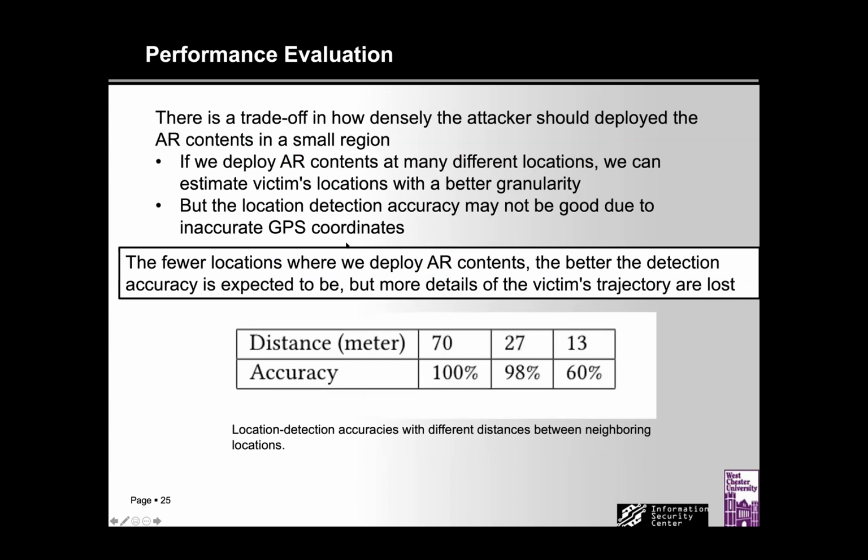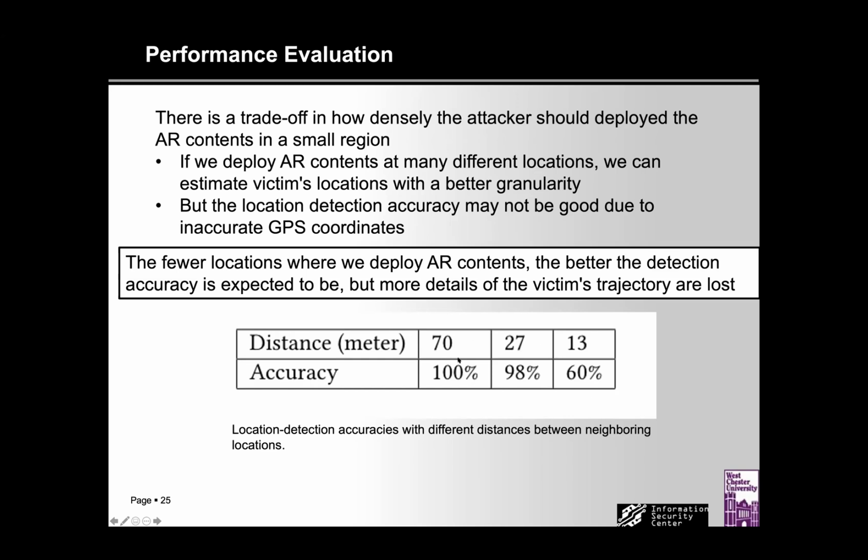Of course, there's a trade-off in how densely an attacker should deploy the AR content in a small region. We find that if we deploy AR content at many different locations, we can estimate the victim's location with a better granularity. But the problem is the location detection accuracy may not be good due to the inaccurate GPS coordinates, sometimes due to the interference of the buildings or the environment. So we find that the fewer locations where we deploy the AR contents, usually we get better detection accuracy. But more details of the victim's trajectories are lost.